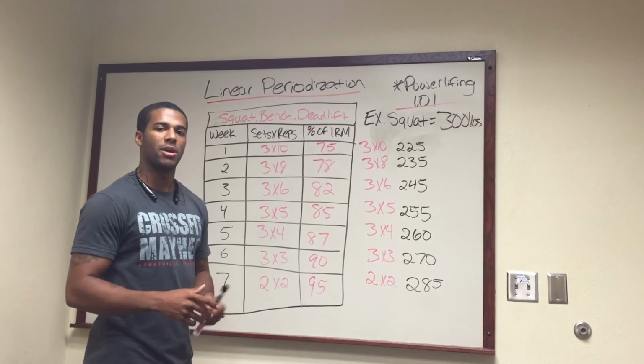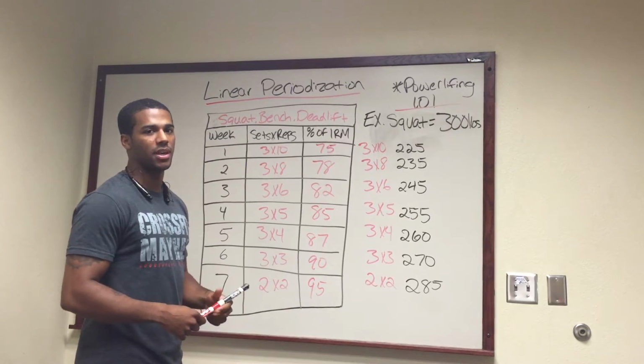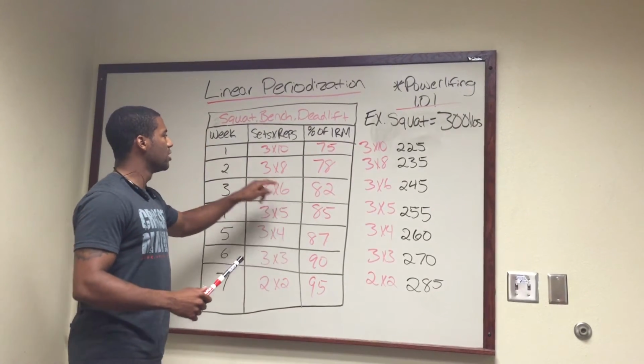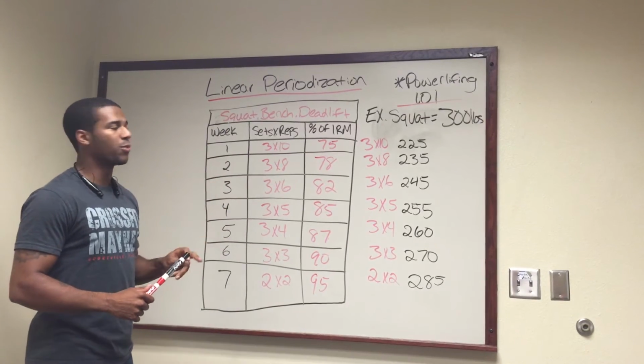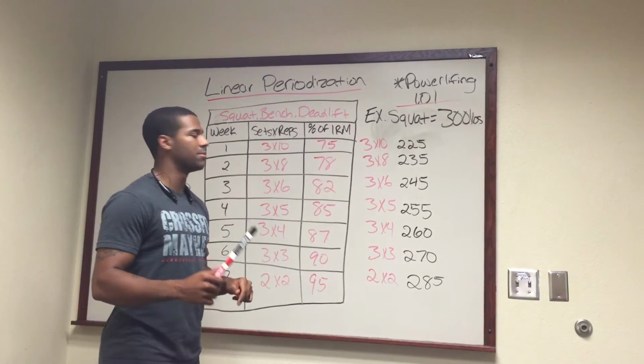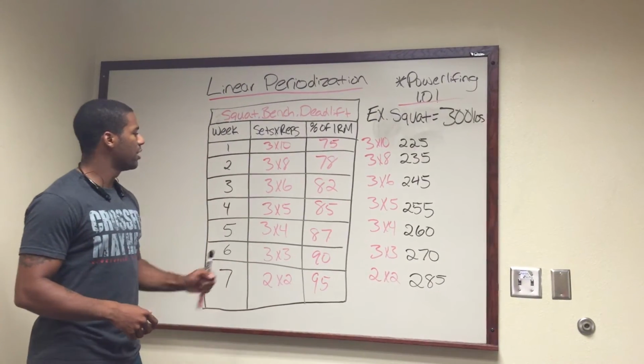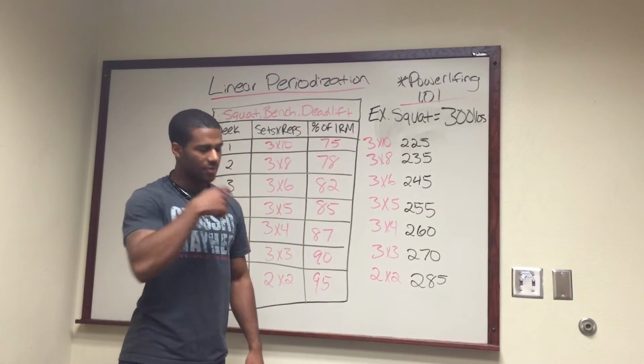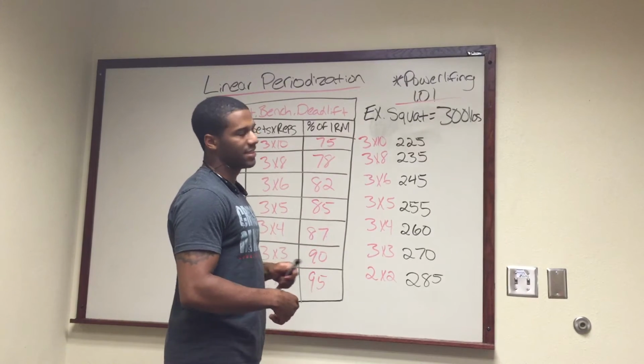If you remember, I was talking about the prevalence chart on the last video. You want to keep it in the optimal range. So here 3 by 8, that's 24 reps at 78%. That's optimal. You come down here 3 by 4, that's 12 reps at 87%. That's optimal.